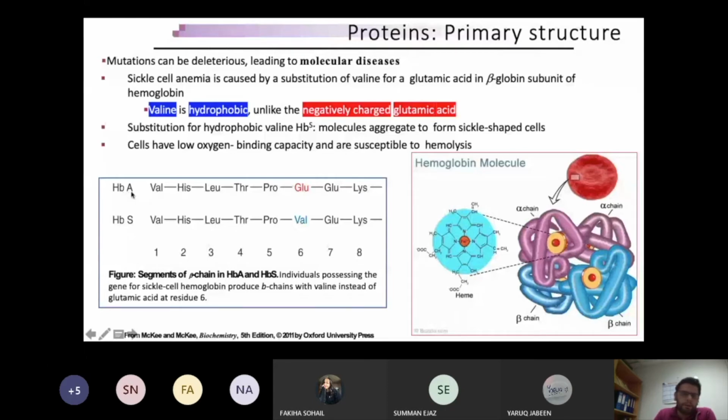We name hemoglobin A the normal hemoglobin, the wild type, and S the sickle cell. There is just one amino acid, valine, instead of glutamic acid, which is present in normal hemoglobin. There is a valine residue present in sickle cell, and this is such a drastic change, just one amino acid change. This is the primary structure, and we are discussing how important this primary structure is.